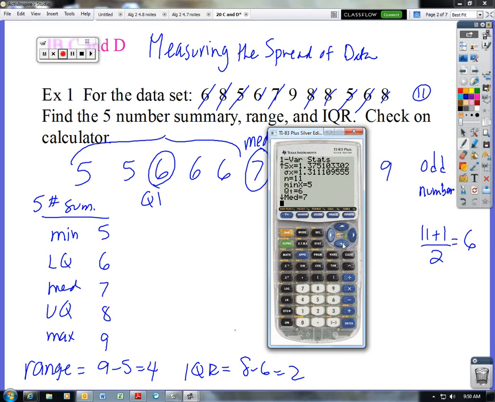Okay, whoops, I went a little too far. Okay, here we are. Here's our 5-number summary coming up. So N is the number of values. The min is 5. Yeah, we knew that. Quartile 1 is 6, just like we did. 7 for the median. 8 is the upper quartile, and then the max of 9. It doesn't tell you the range or the interquartile range. You have to figure that out on your own.